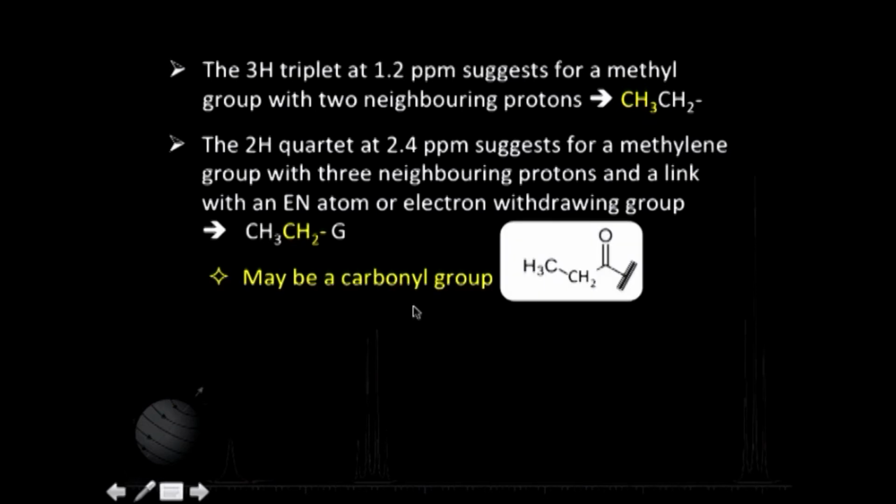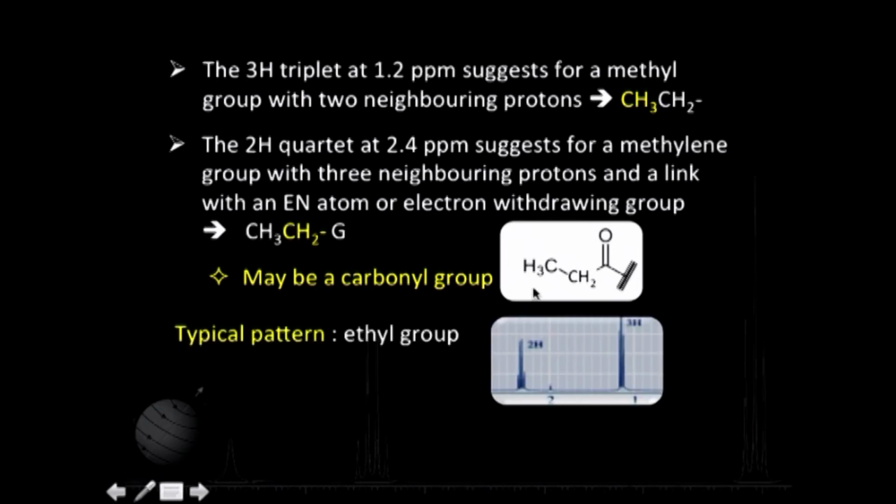Maybe a carbonyl group, because we know that this location of 2.2 to 2.4 or so is typically because of a methylene group attached to either an aromatic ring or a carbonyl group, or maybe a nitrogen or an oxygen, and so on and so forth. So, we suspect it to be a carbonyl group there, or maybe an aromatic ring, possibilities there.